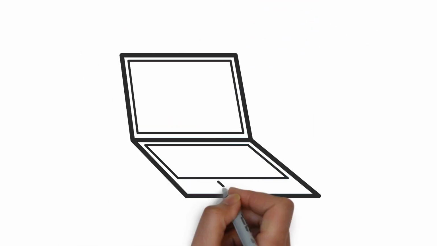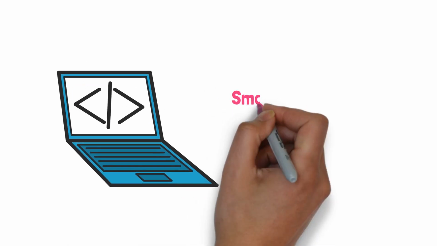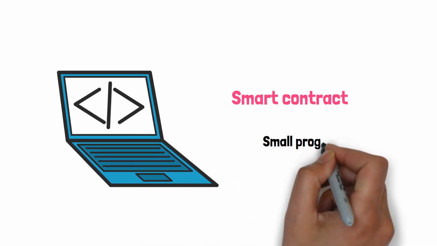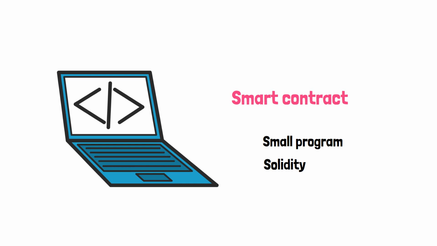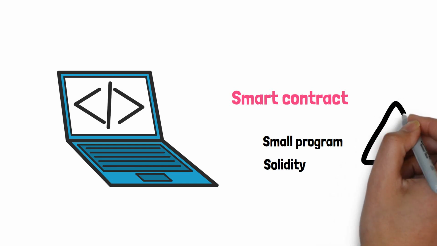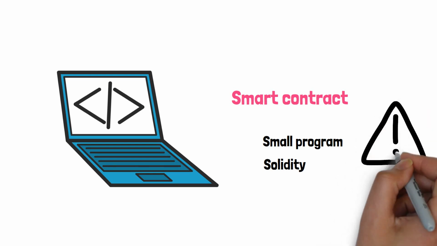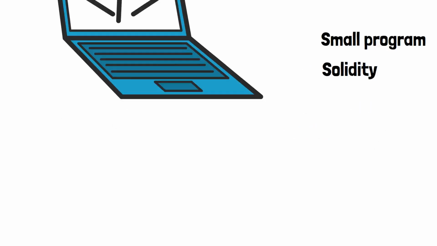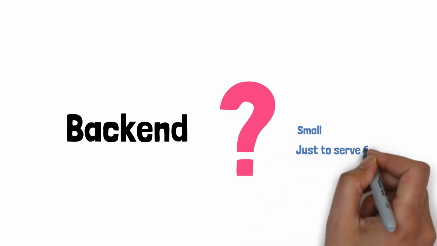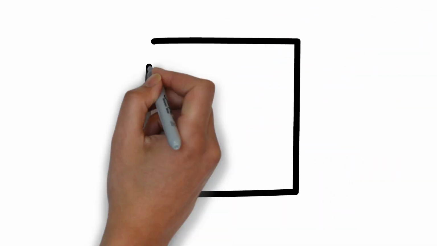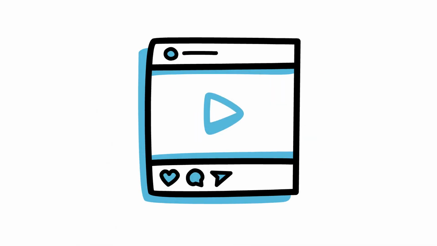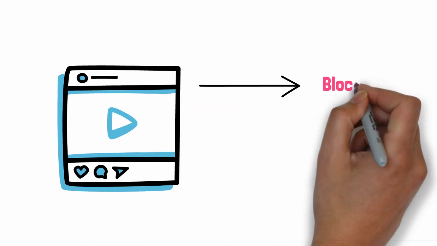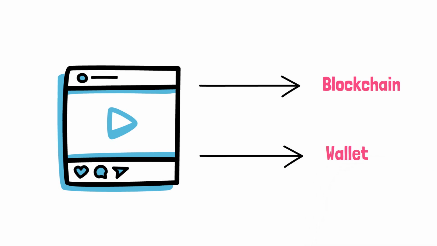And in the blockchain, we also have smart contracts. Smart contracts are small programs, usually coded with the Solidity programming language. Smart contracts are small, but they contain the most critical code of the app. This is what makes a blockchain app so special. I didn't mention any backend. In a blockchain app, the backend is usually very small and is only used to serve the frontend. As you can see, a blockchain app is in fact a regular web application, except that it interacts with the blockchain and with the wallet.